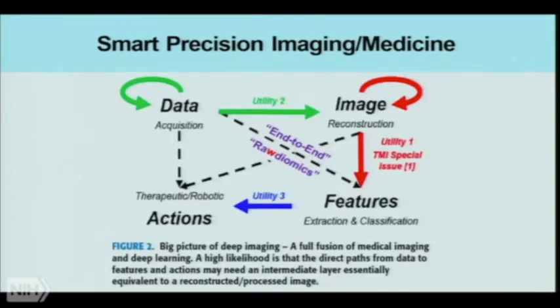A figure in the perspective article is shown here, and this is a big picture on smart precision imaging of medicine. Mostly we know these red arrow things from images to features, image analysis. And in the morning I mentioned tomographic reconstruction through machine learning, and go all the way from raw data to final tomographic images, CT or MRI images. So the green arrows and the red arrows, you can just combine them together to form the whole chain.